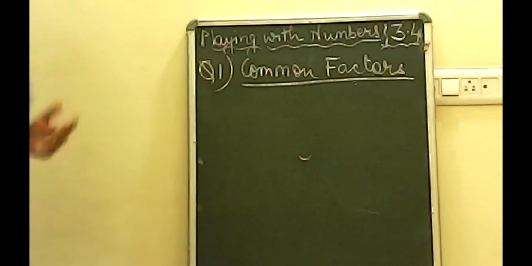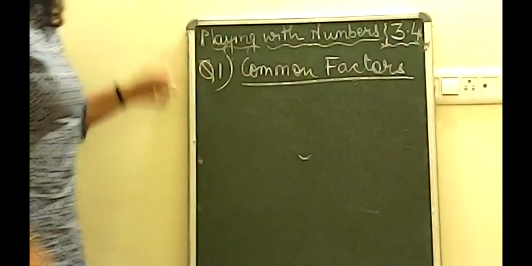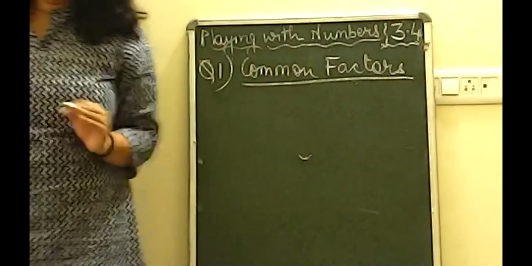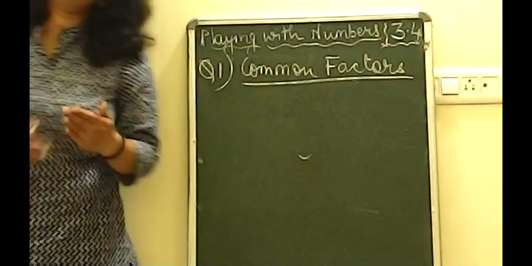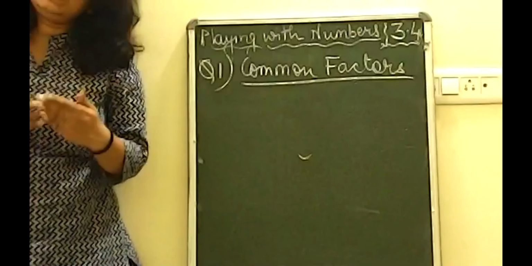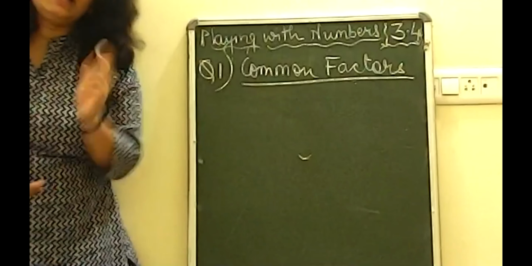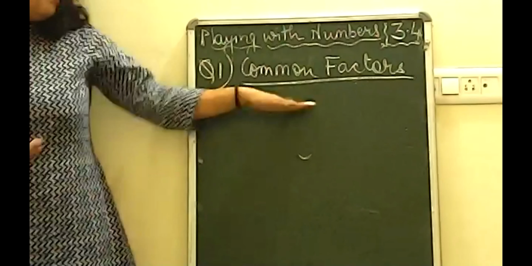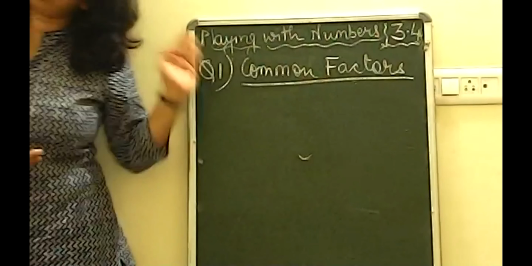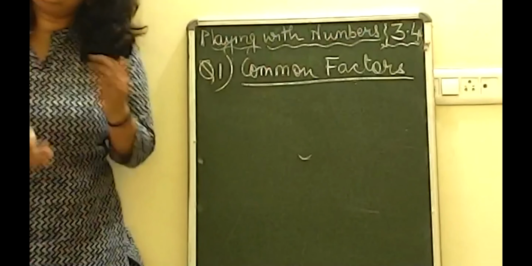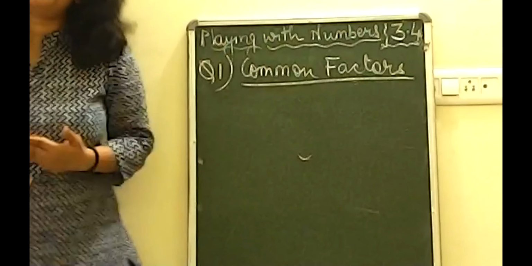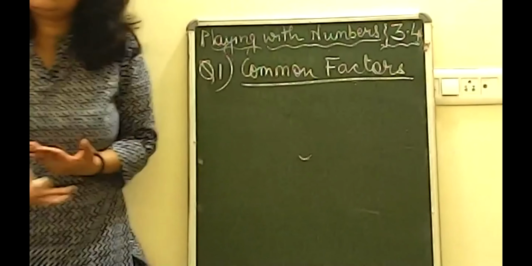Okay, so I told you that we are doing exercise 3.4. The first question is to find the common factor. We will do it one more step ahead, that is HCF. We will find the common factor, but we will find the highest also, so that we can understand the advanced version of it. A little more advanced we will learn.